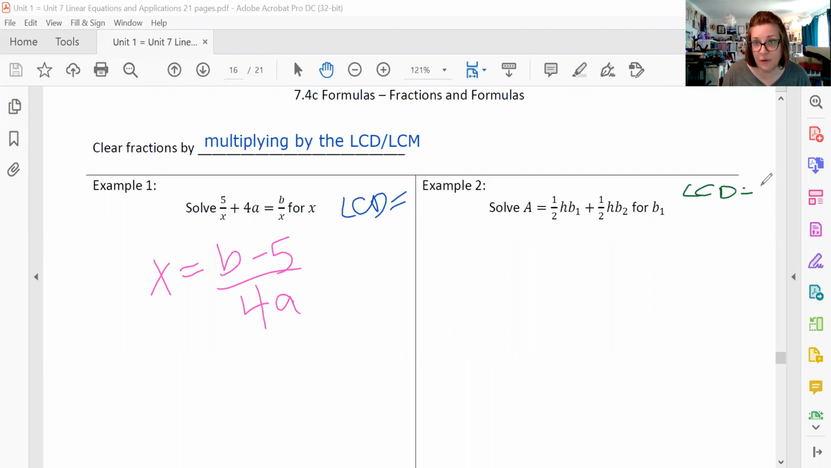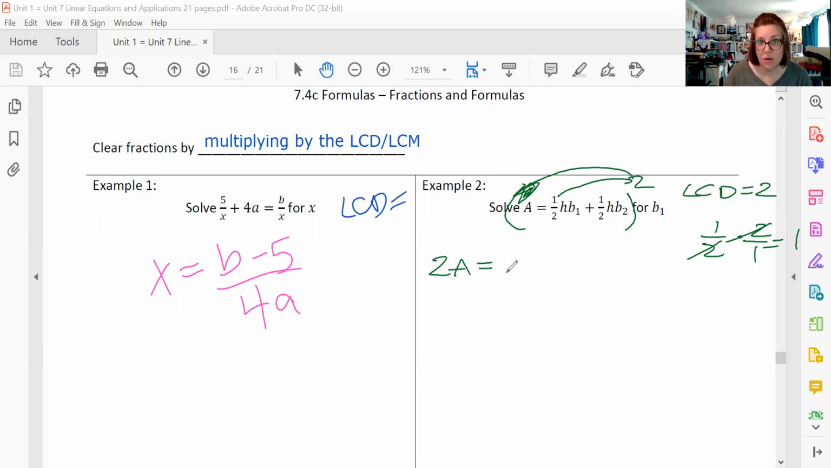And so my LCD for those, thank heavens, it's 2. And I can say 1/2 times 2 over 1. Those are just going to be 1, so I'm going to times this whole thing by 2. It still is going to be multiplied on this side of the equal sign by that a. So 2a equals HB1 plus HB2. And now we got rid of those fractions, and I could write the 1 in here, but I'm not going to, because 1/2 times 2/1 equals 2/2, which is 1. They just are going to go away.